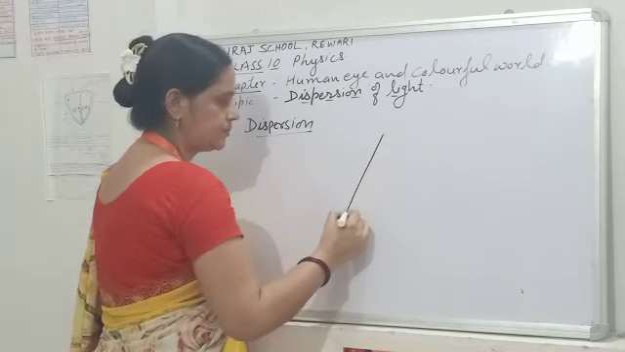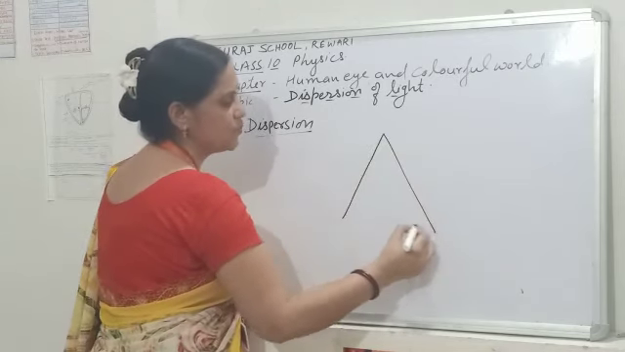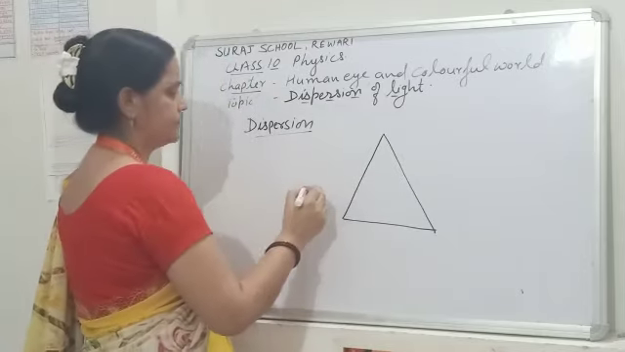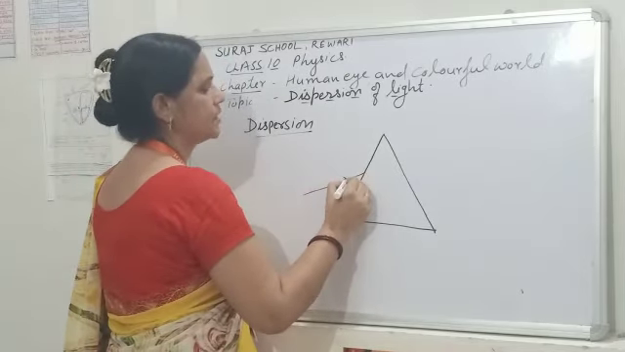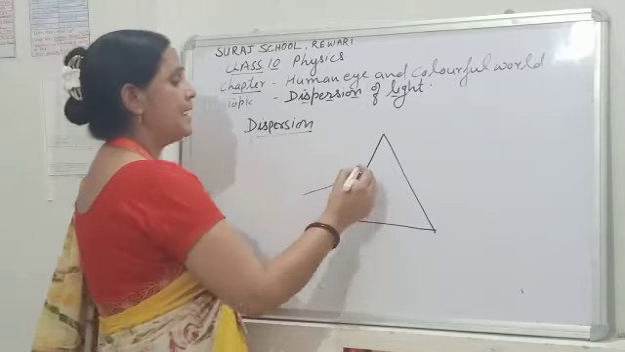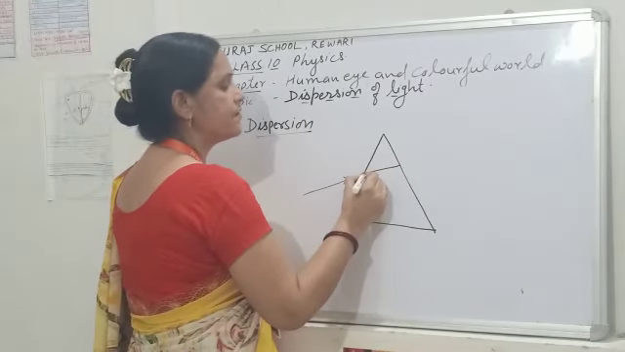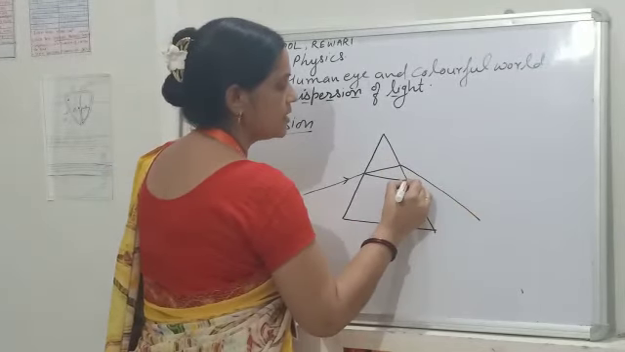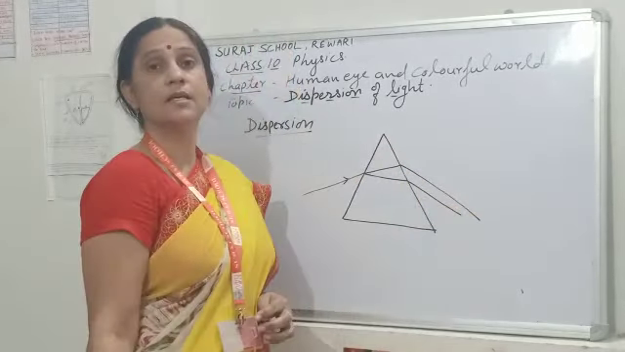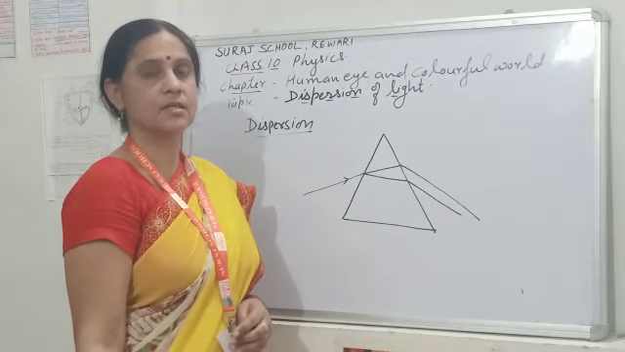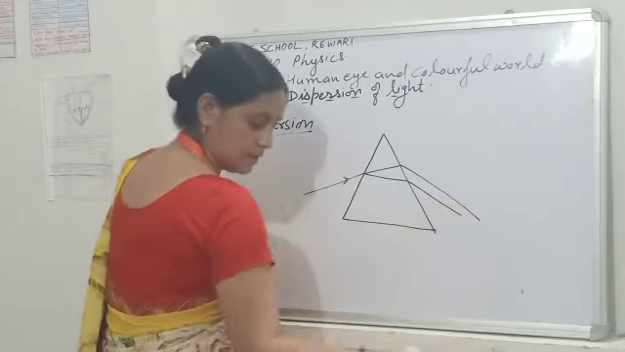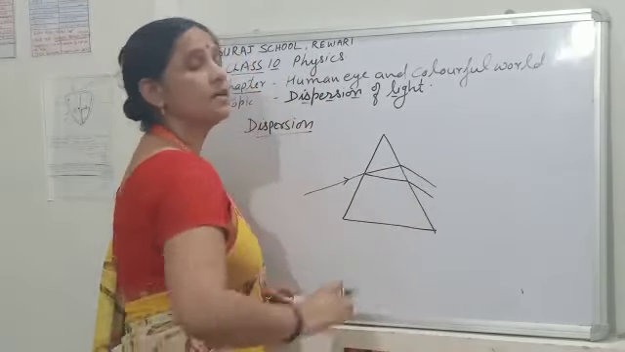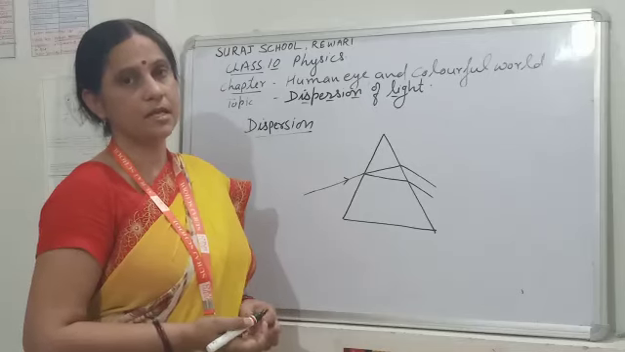When this white light enters a prism, then it disperses into its 7 colors, and the splitting of white light into 7 colors is known as dispersion. In dispersion, the band of 7 colors that is obtained is known as the spectrum of light.